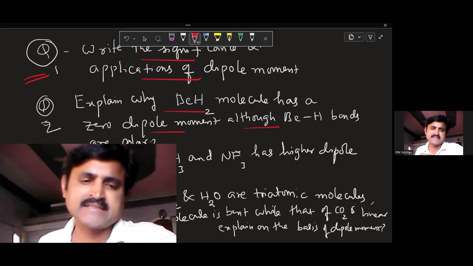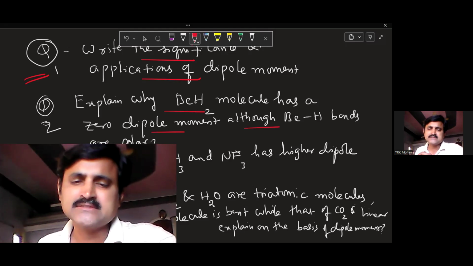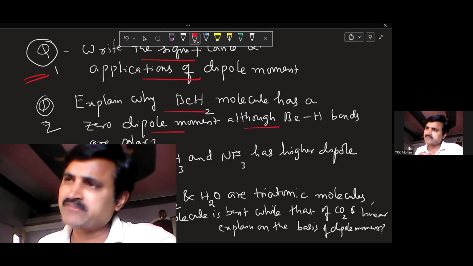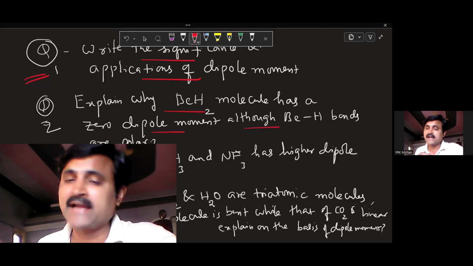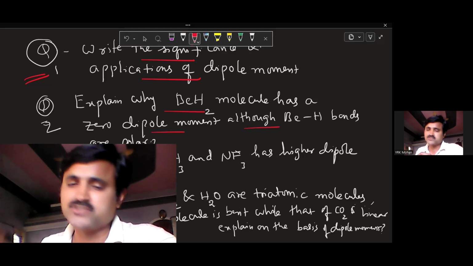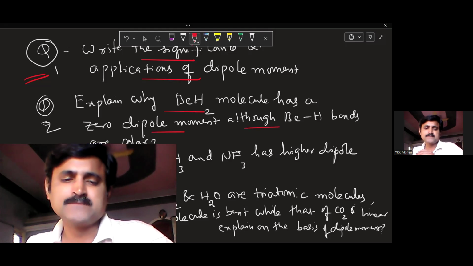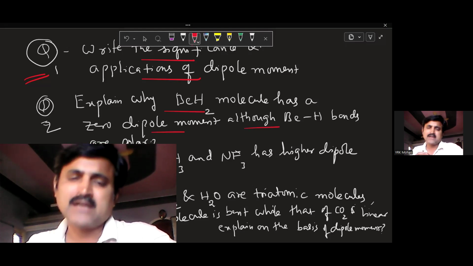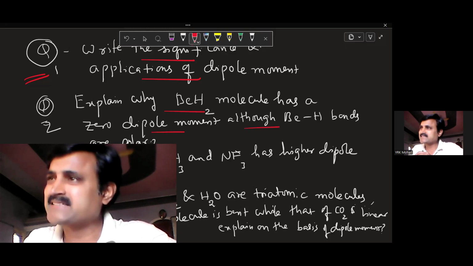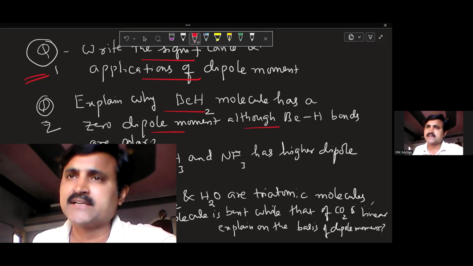Second question, explain why the BeH2 molecule has a zero dipole moment although BeH bonds are polar. If they ask like this, you can tell that bond moments are getting cancelled. They may be polar bonds, but in this BeH2, the dipole moment value is 0 because two equal bond moments are operating in opposite directions, and the bond moments get cancelled, giving the resultant dipole moment value 0. You have to write this in the second question.